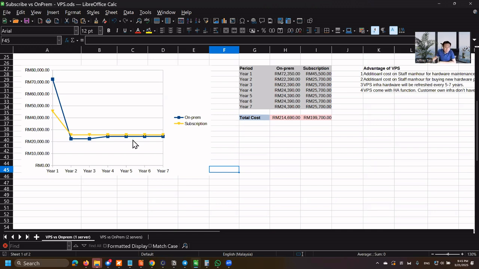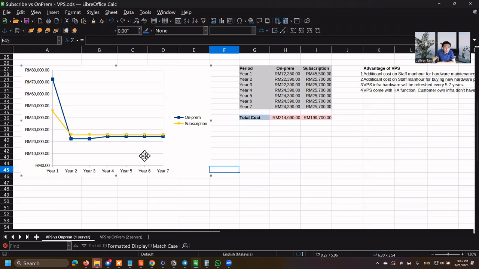Okay. Basically, I would like you to look at this chart. This chart shows you a 7 year projection, meaning we project 7 years into the future how the cost will be incurred for each option. You can see the yellow line is the subscription, meaning the cloud server. Then the blue line is the on-prem server. First of all, you just need to remember the pattern. There are two lines and they will cross each other at this point, about the second year.